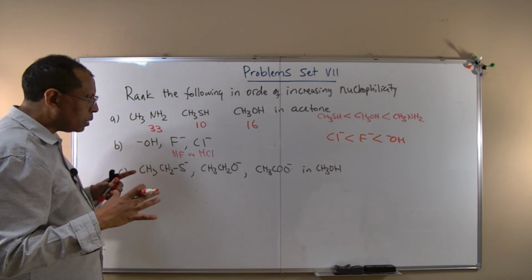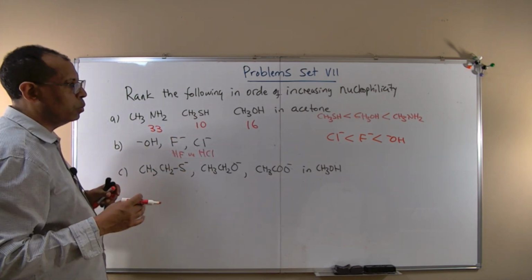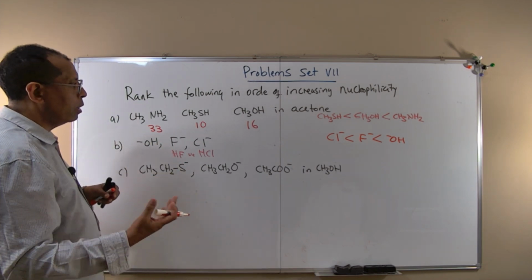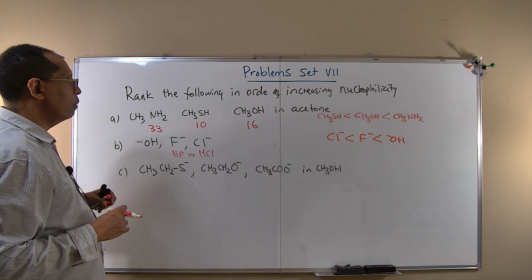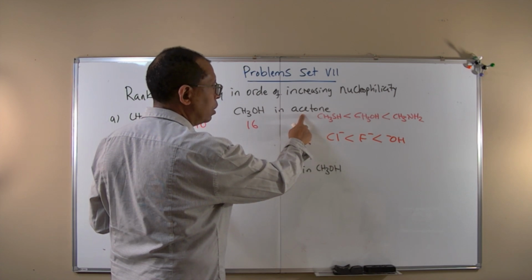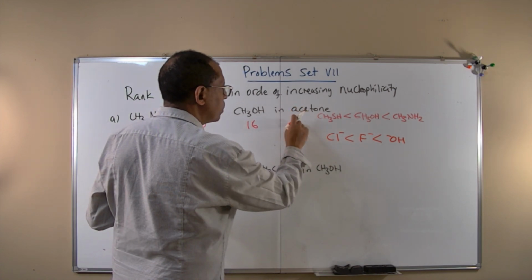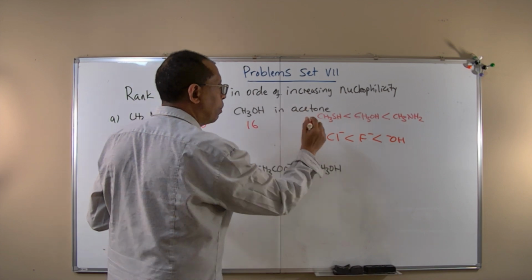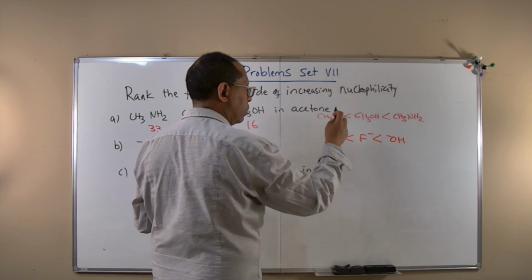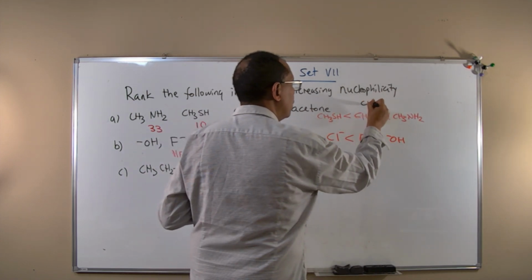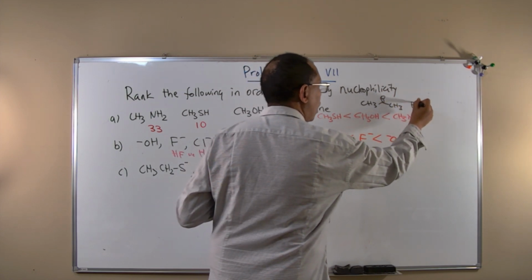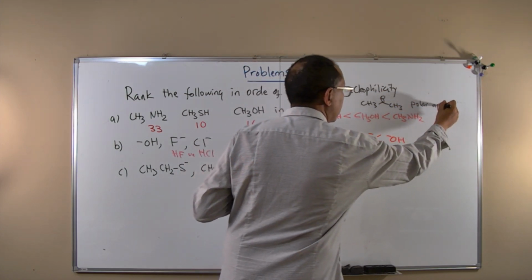So the way we are comparing this would be based on their basicity, because basicity also goes as a nucleophile. Here there is one concept that I want to mention. If you have acetone, this is a polar aprotic solvent. Solvent is given as acetone. Acetone structure is, this is acetone. It is a polar aprotic solvent.